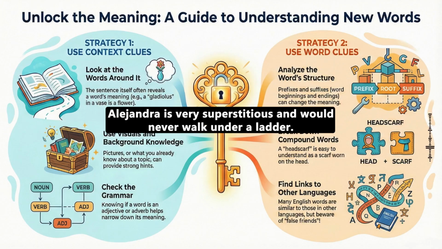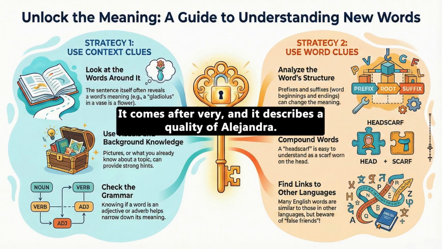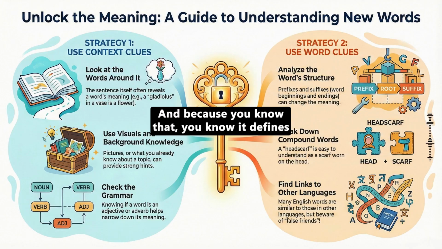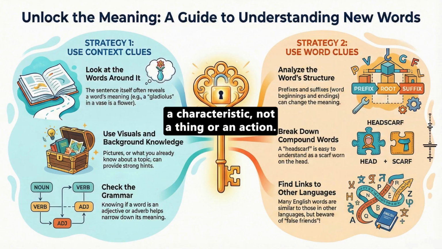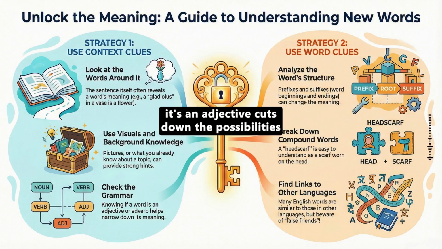Alejandra is very superstitious and would never walk under a ladder. Okay, superstitious. You don't know it, but look at its function. It comes after "very," and it describes a quality of Alejandra. So it has to be an adjective. It must be an adjective, and because you know that, you know it defines a characteristic, not a thing or an action. And that's the core distinction. Knowing it's an adjective cuts down the possibilities to, what, maybe 5% of the entire vocabulary?